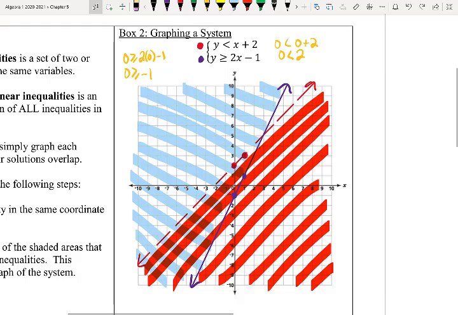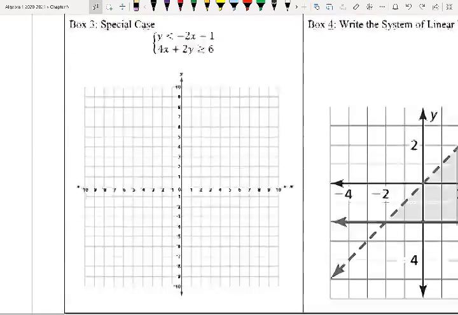But that's it. It's just graphing two of them at the same time. So not really that much different from what we did yesterday. It's just two simultaneously. So let's take a look at another one down here in box 3.